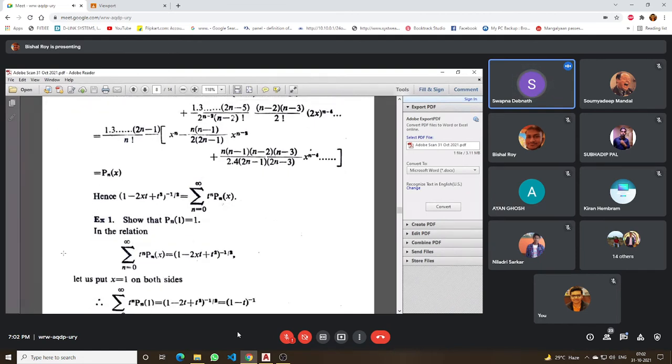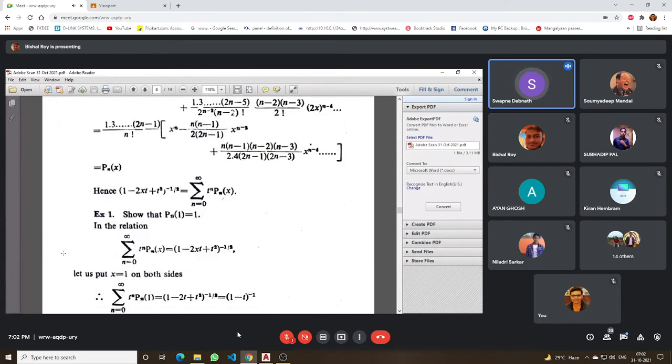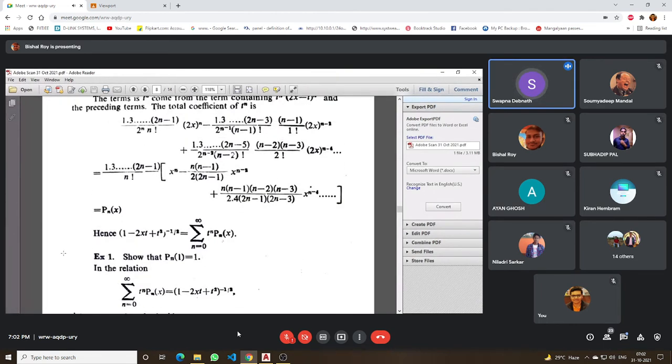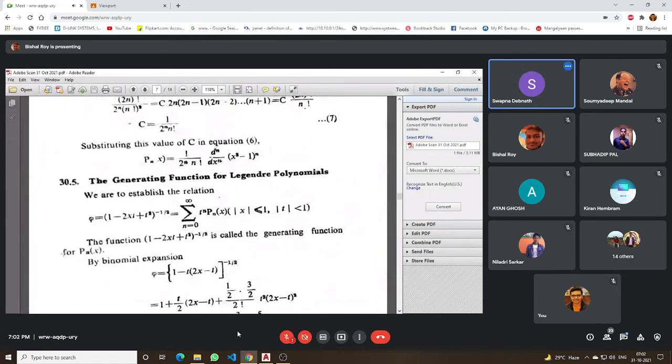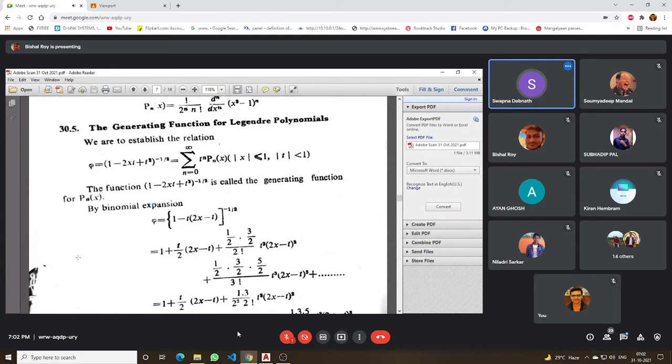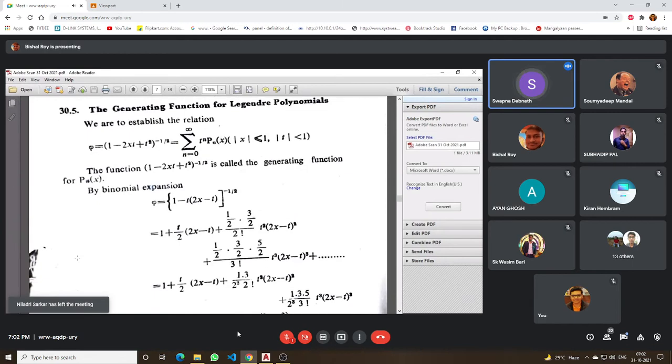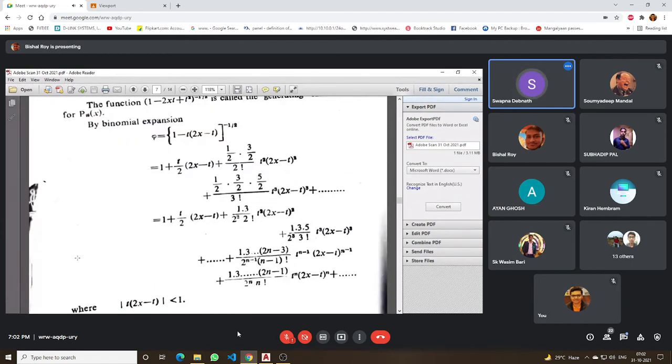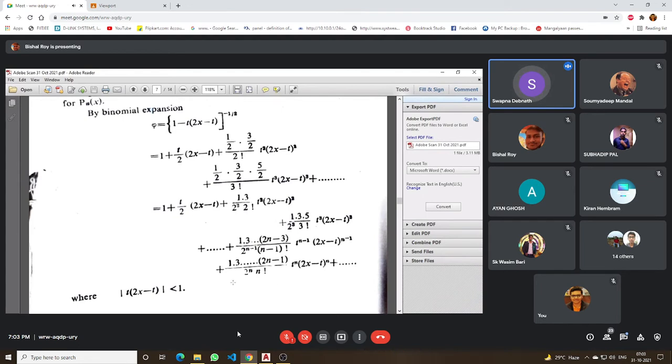Therefore, let me discuss it again. What is a generating function? The function which generates the Legendre polynomial. Therefore, we start from this expansion (1 minus 2xt plus t squared) to the power minus half, that we expanded binomially. Then we have taken the coefficient of t to the power n. Where is it coming from? See, this t to the power n is coming from here.